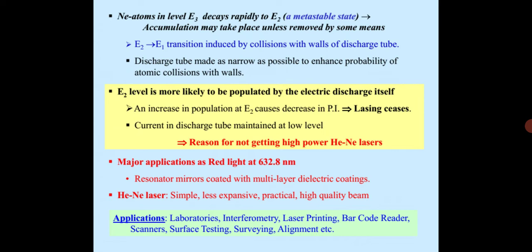If we observe, the E2 level is more likely to be populated by the electric discharge itself. An increase in population at E2 causes a decrease in population inversion. So lasing ceases. Current in the discharge tube is maintained at a low level, which is the reason for not getting a high power helium neon laser.